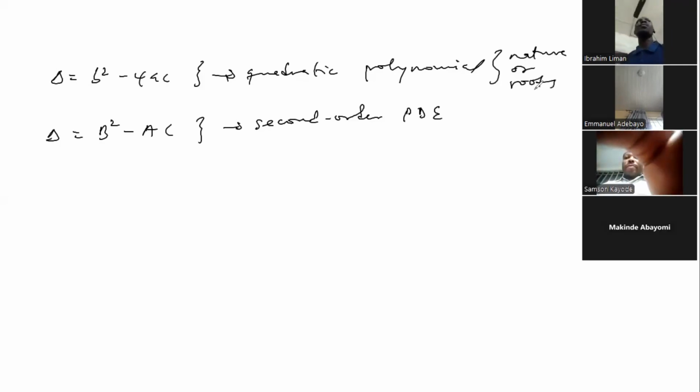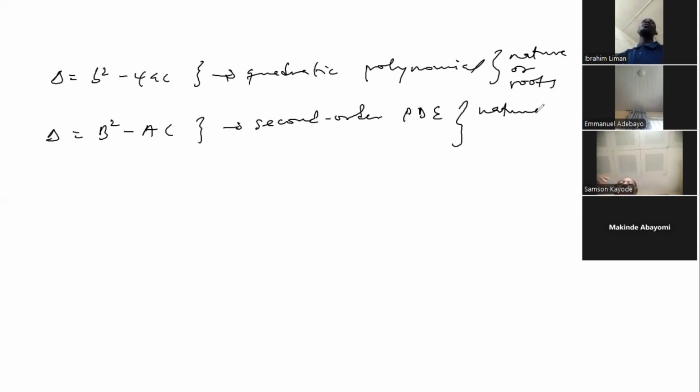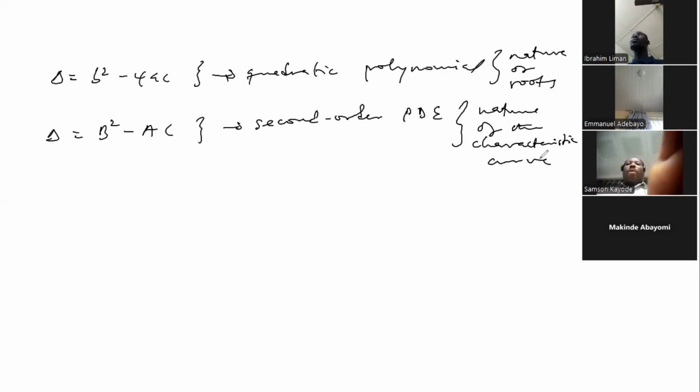But in the case of the partial differential equation, the discriminant literally tells us the nature of the characteristic curve, right? And consequently, the direction, okay? So what this tells us is that this classification will now help in understanding how the solutions propagate, and whether they resemble a wave or a diffusion process or some steady state solutions.